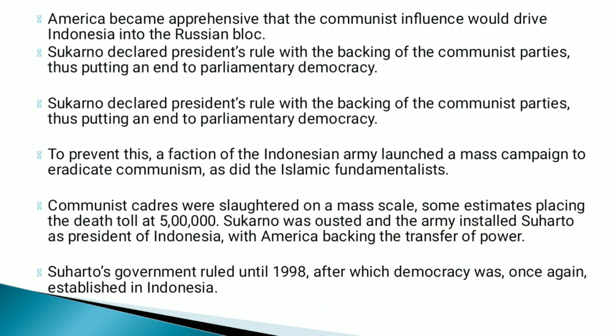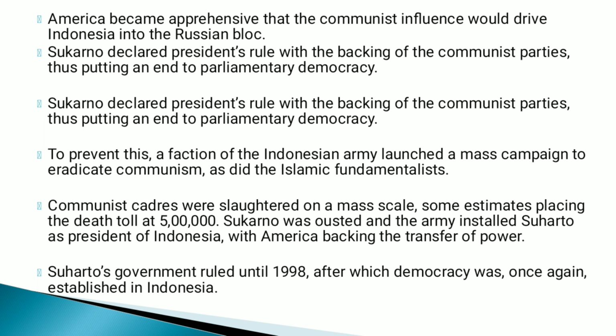America became apprehensive that the communist influence would drive Indonesia into the Russian bloc. Sukarno declared President's rule with the backing of the communist parties, thus putting an end to parliamentary democracy. To prevent this, a faction of the Indonesian army launched a mass campaign to eradicate communism, as did the Islamic fundamentalists.